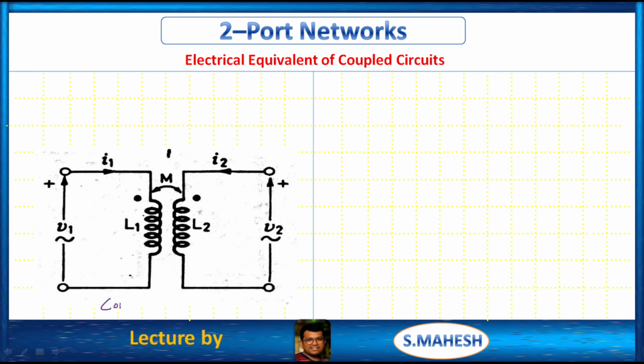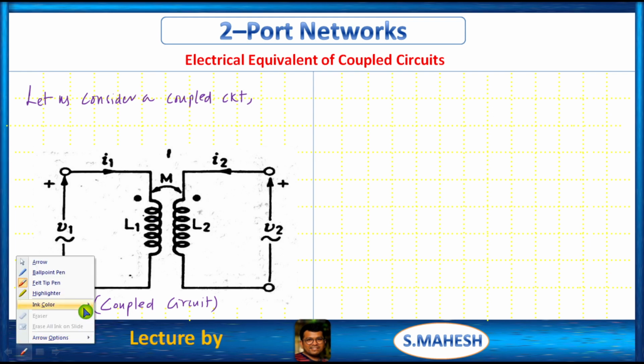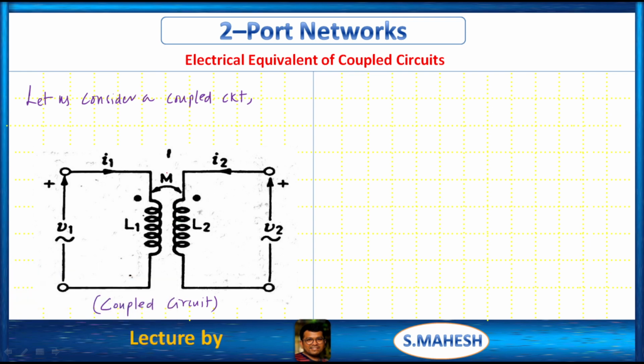Let us consider a coupled circuit. This is the coupled circuit. In this, between these two coils we have the mutual inductance. Is it positive M or negative M? It is positive M. Why is it positive M?